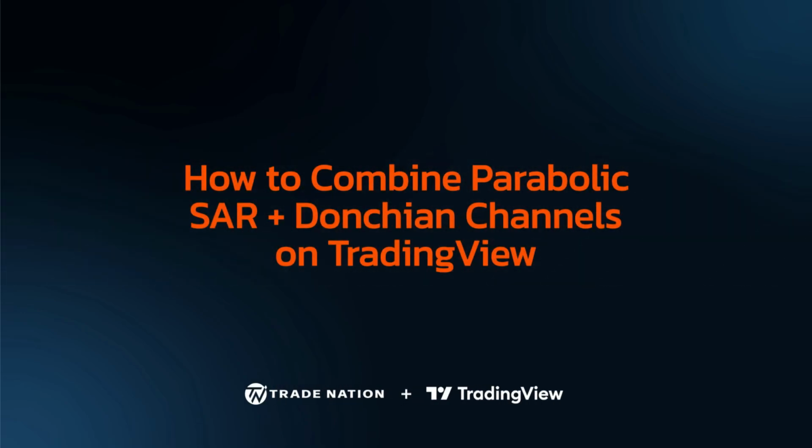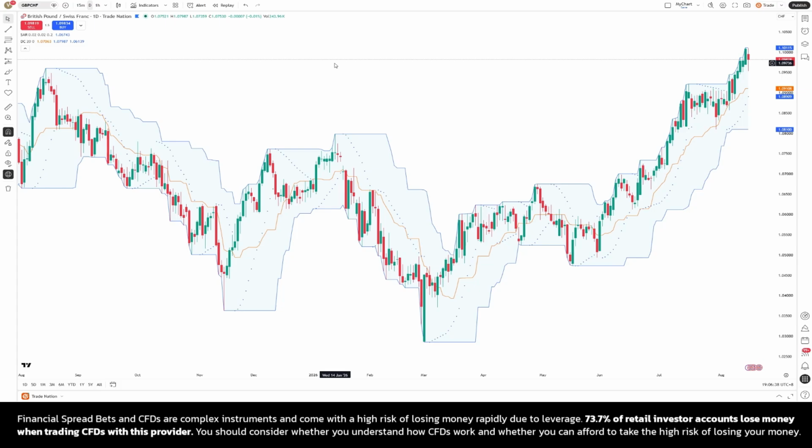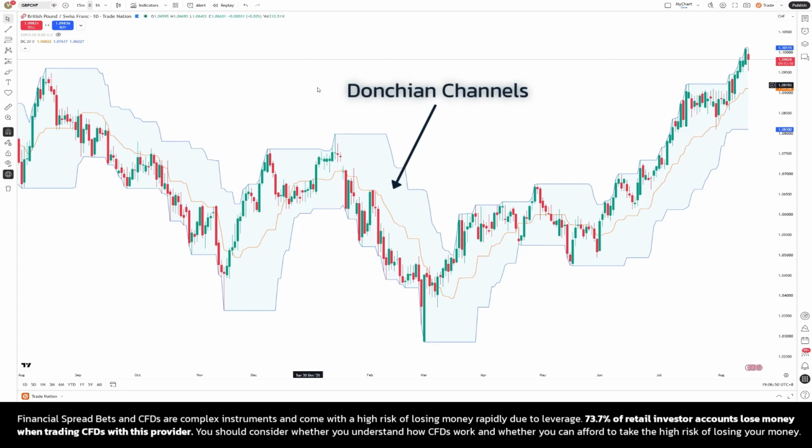Combining Parabolic SAR with Donchian Channels is a way to read breakout structure and trend direction together. Donchian Channels show where price is trading in relation to recent highs and lows, while Parabolic SAR helps track the direction of the move and where that trend may be starting to change. The Donchian channel provides the structure.